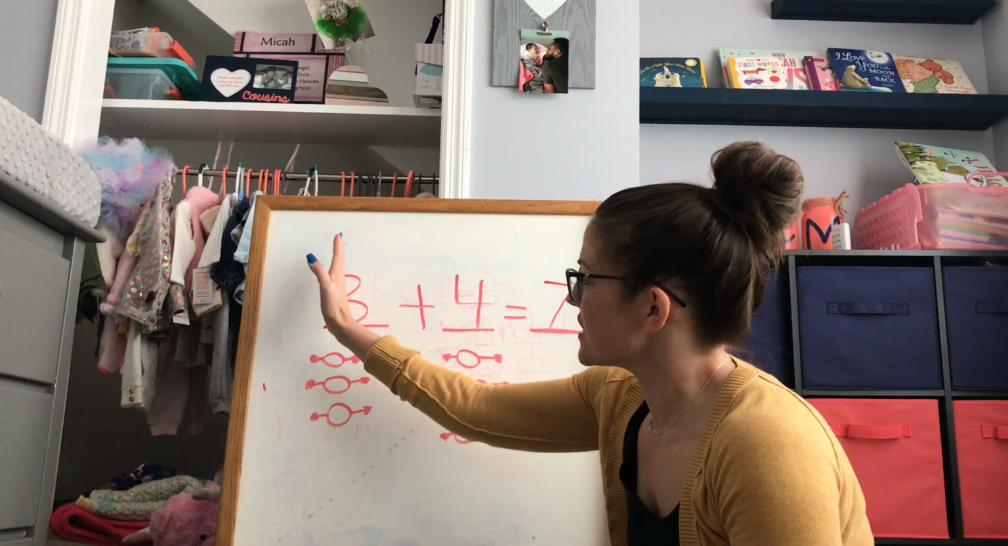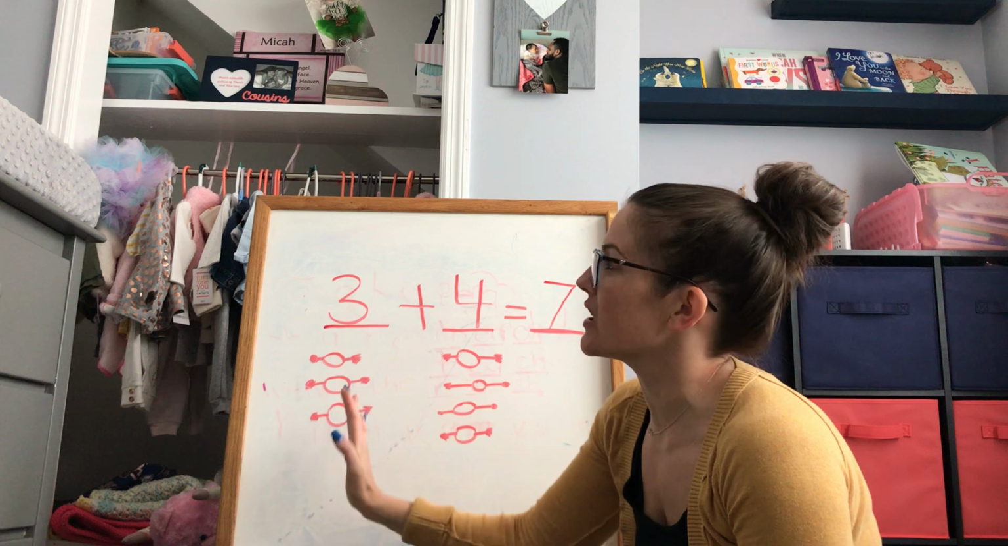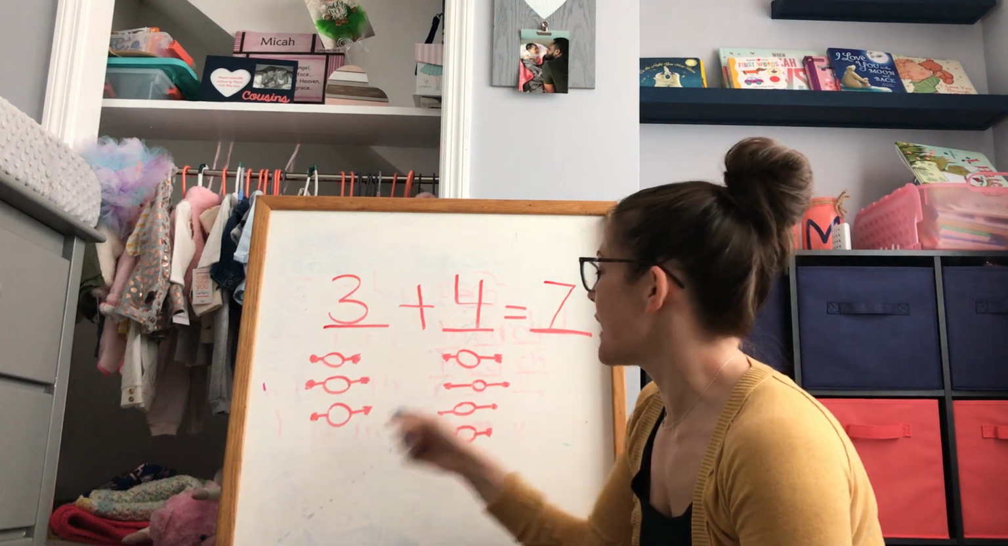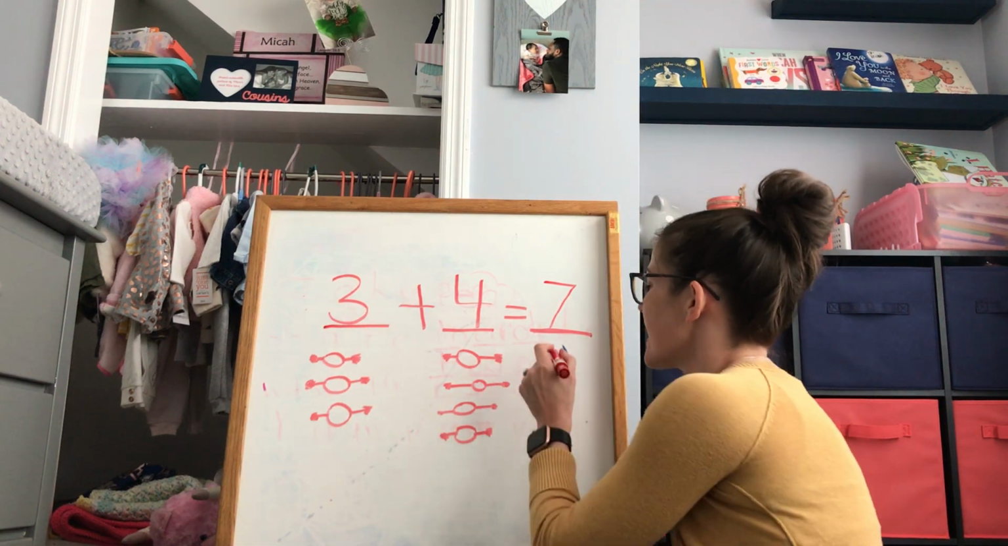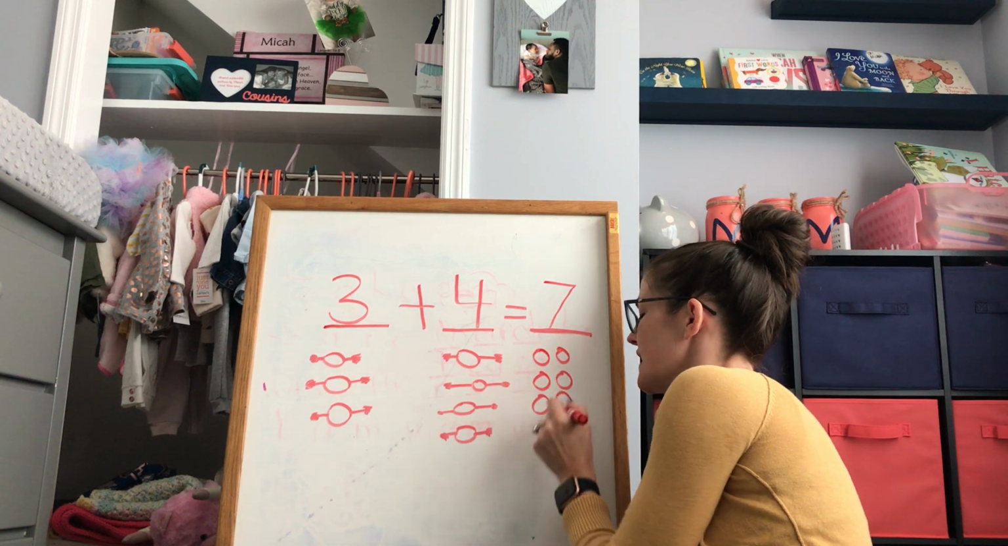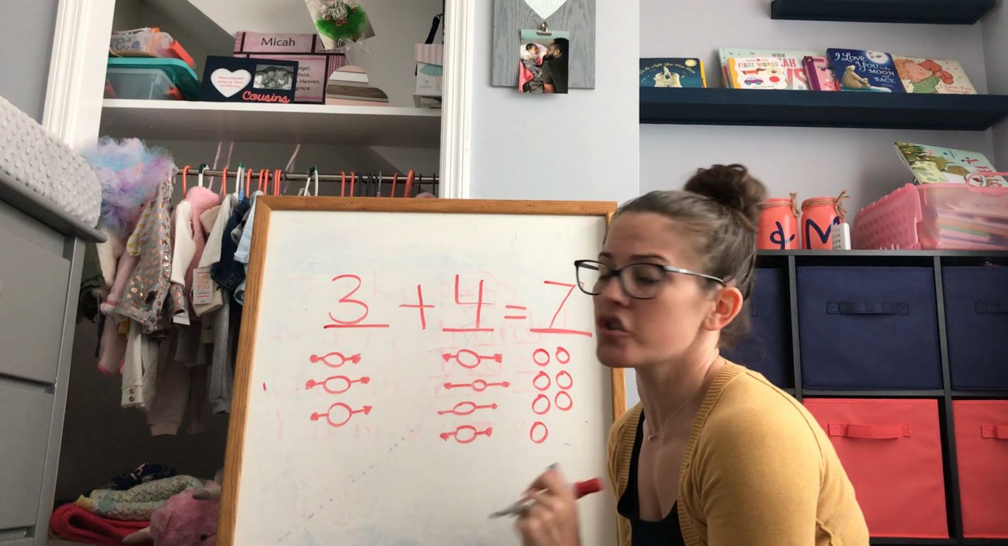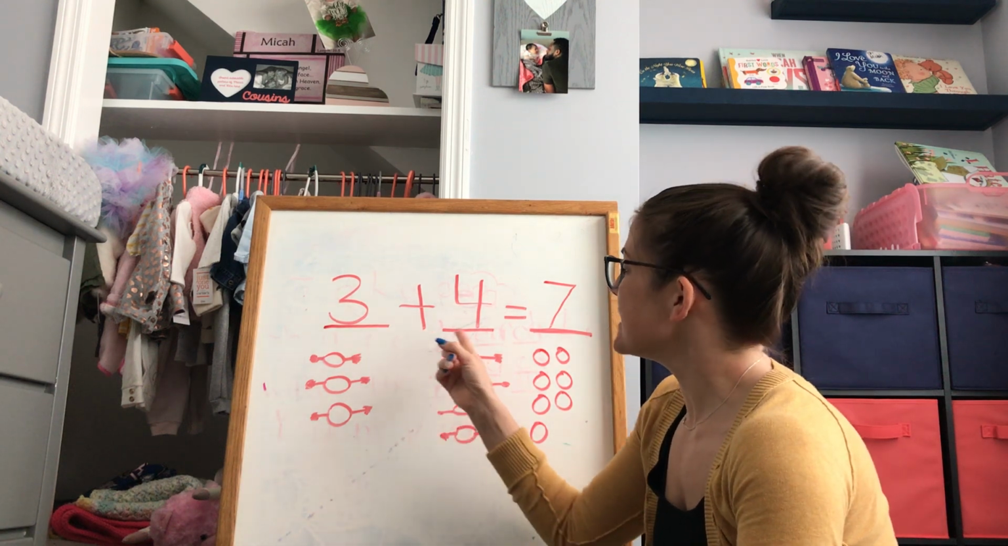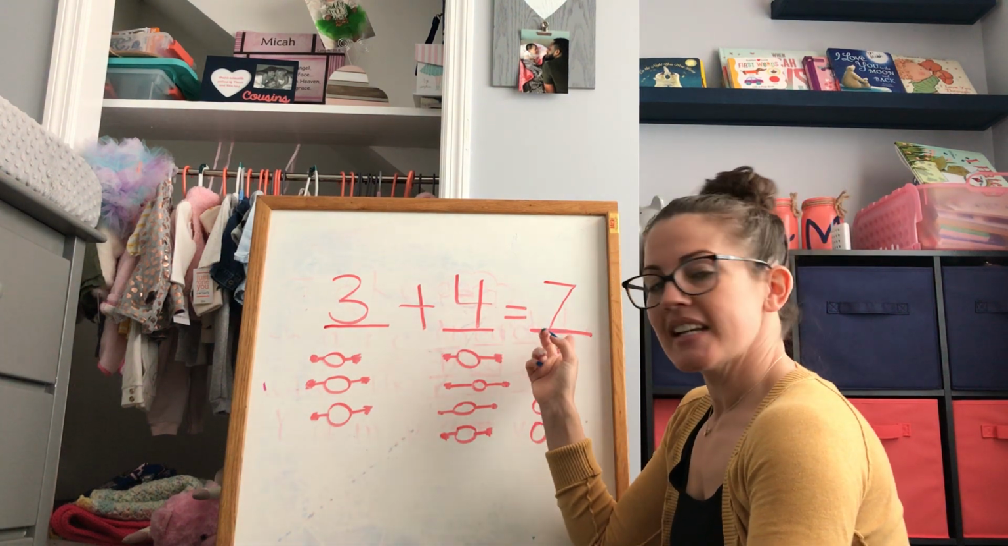Now, remember that strategy I taught you. If your brain already knows this number, bink, I'm just going to say it. 3. Count on. 3, 4, 5, 6, 7. And then I could redraw. 1, 2, 3, 4, 5, 6, 7. So let's read your number sentence. 3 plus 4 equals 7.